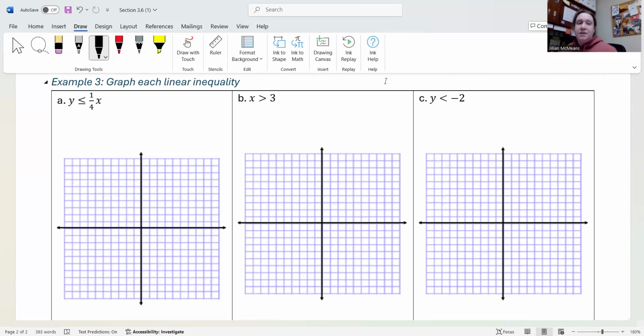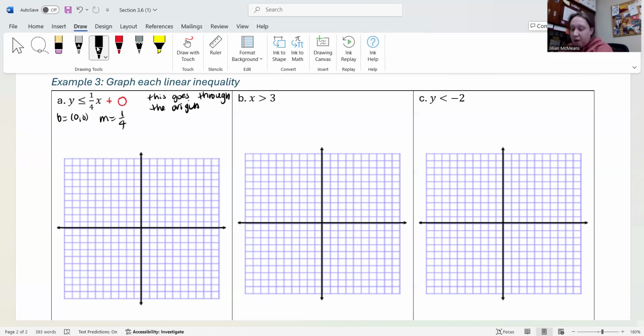In part A, we have y is less than or equal to 1/4 x. Now, what I hope you notice is we have a y, we have an x, we don't have a constant. And this has come up for us before. We've seen situations where we had y is equal to just an x term, but we didn't have anything added or subtracted to that. So we had to remember there's secretly a plus 0 here. The same thing is true for inequalities, okay? So what's going to happen is this goes through the origin. All right. So my y-intercept is just 0, 0. My slope is 1/4. We can go ahead and get started.